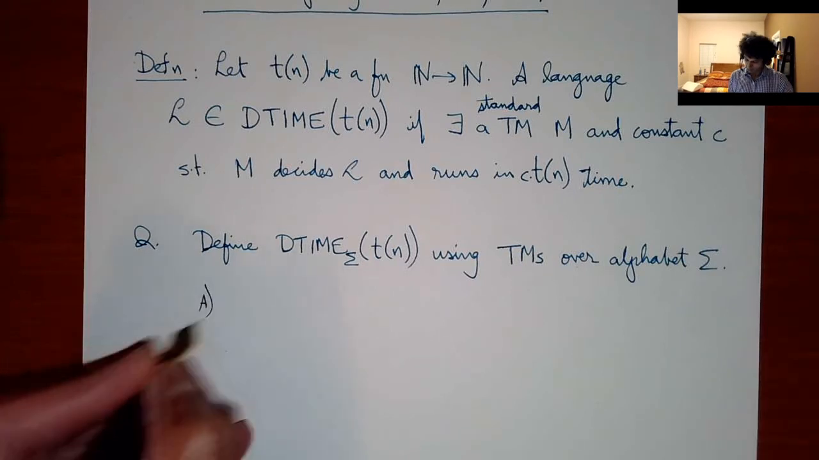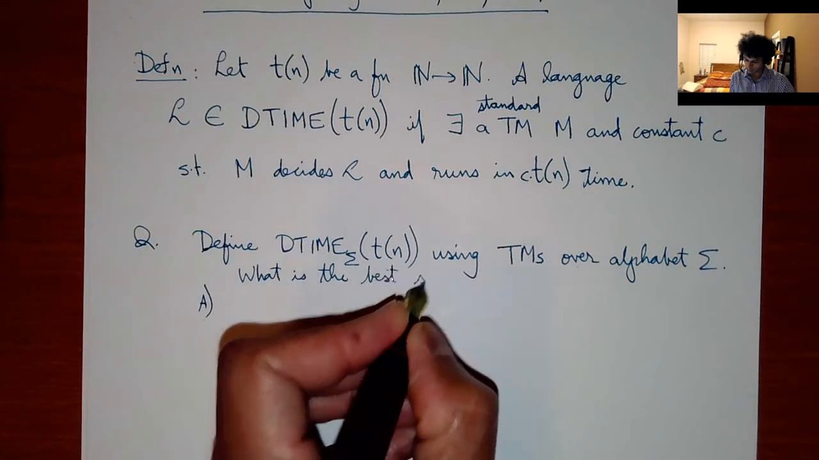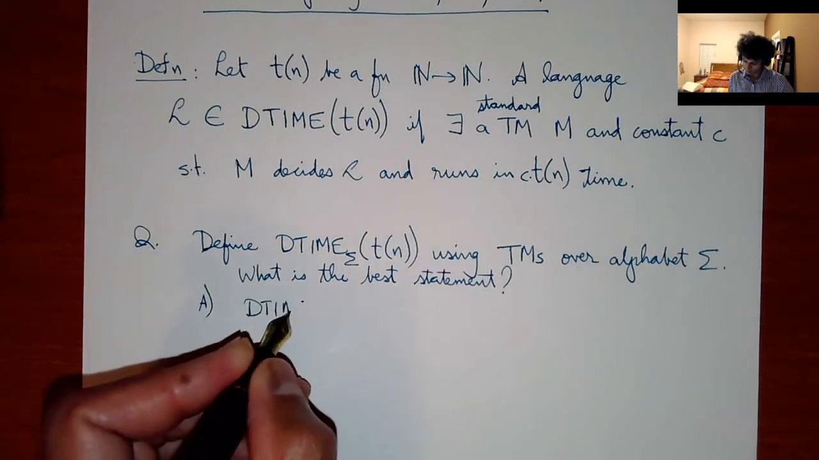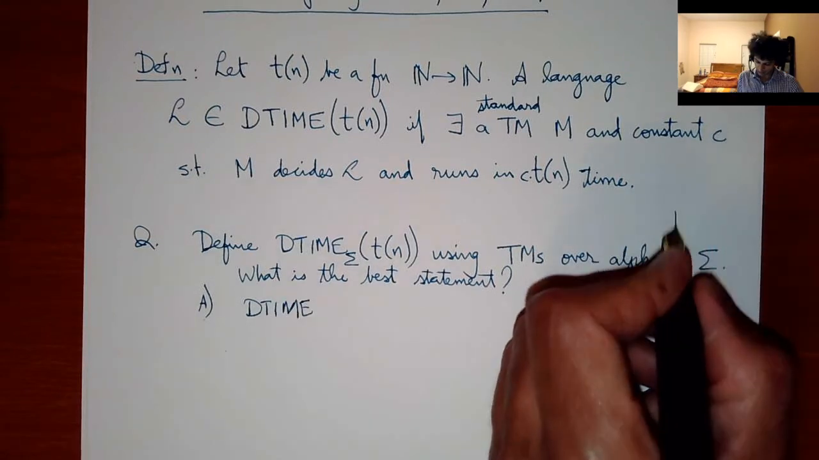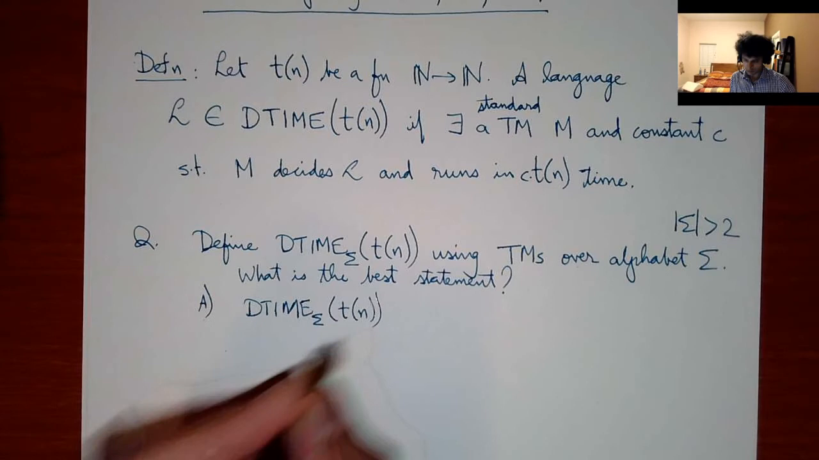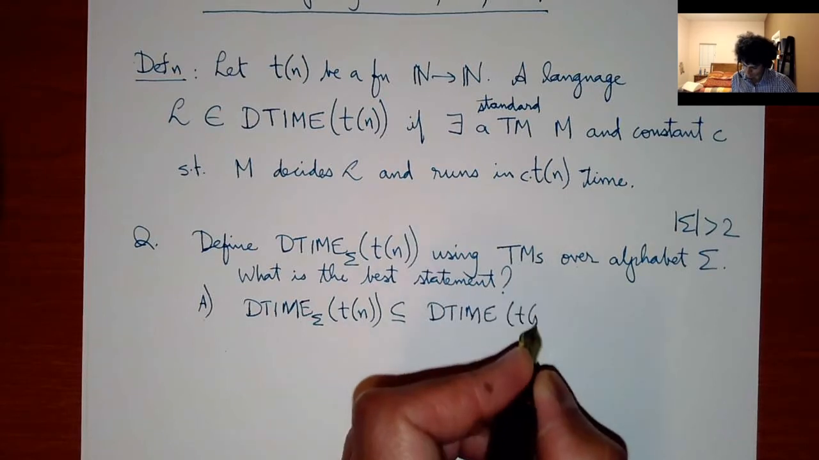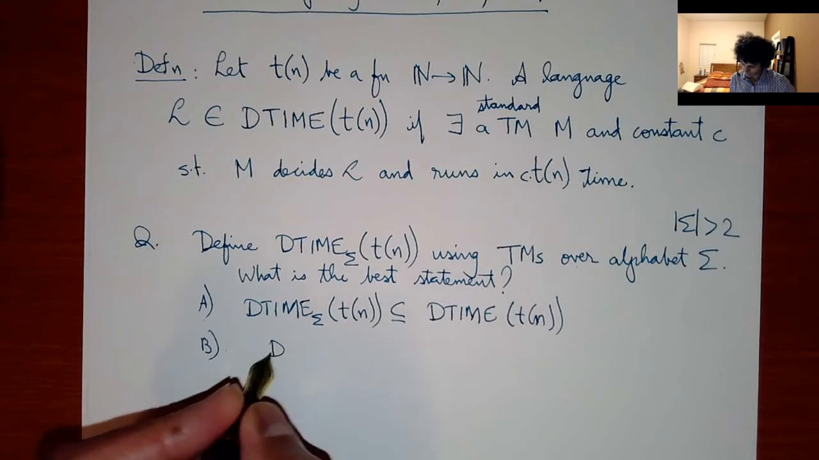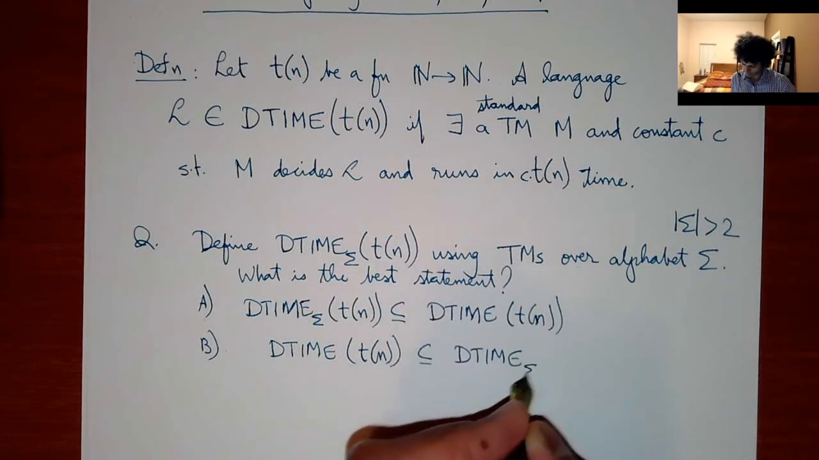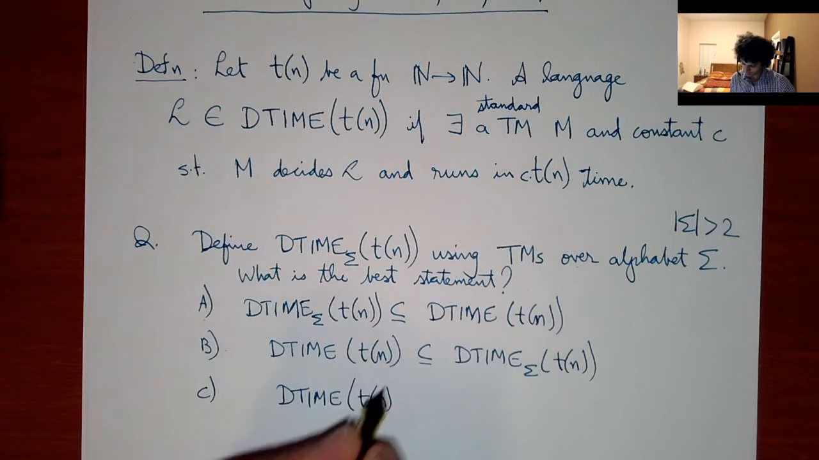What is the best statement? And you'll see what I mean by best statement. Let's just say that the size of sigma is at least 2, so it's larger than binary. Can you say that D time T of n is a subset of D time sigma T of n? Would you say the opposite, that D time sigma T of n is a subset of D time T of n? Or can you say that they are equal?